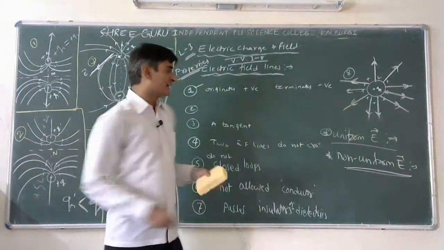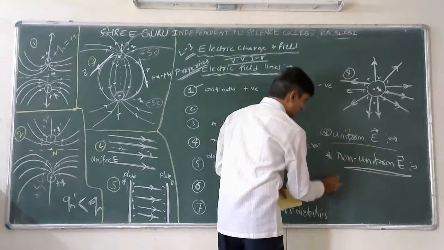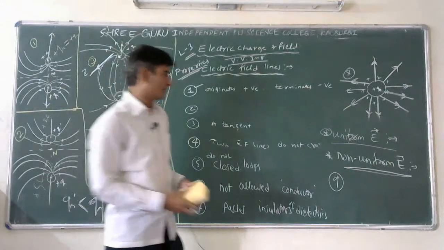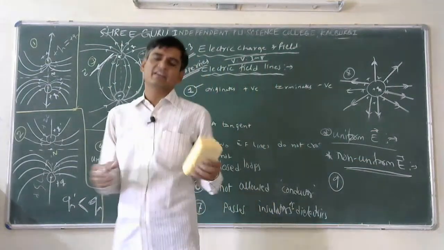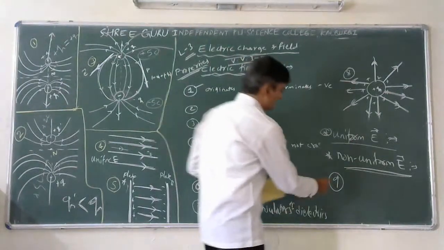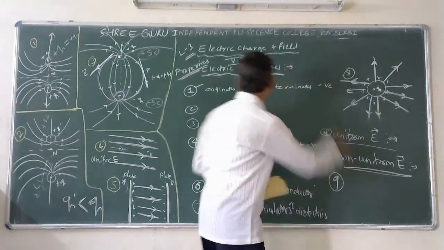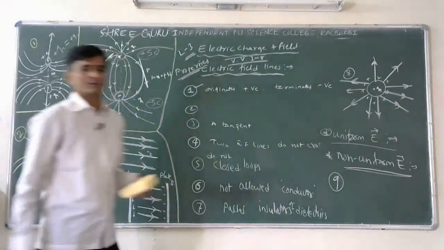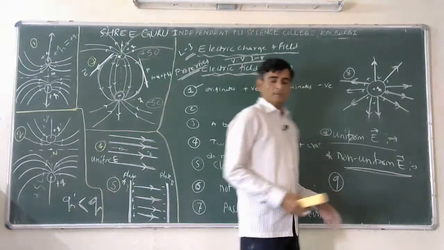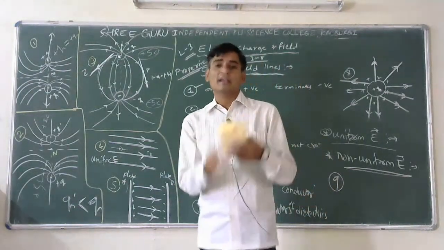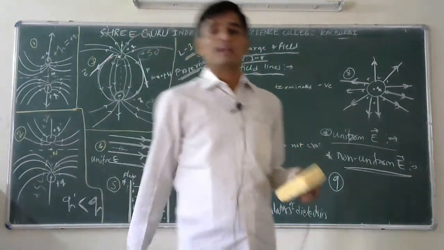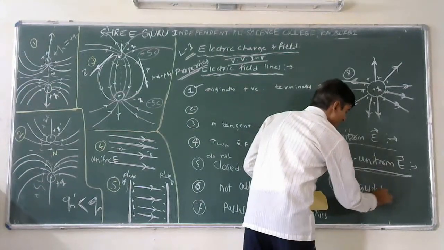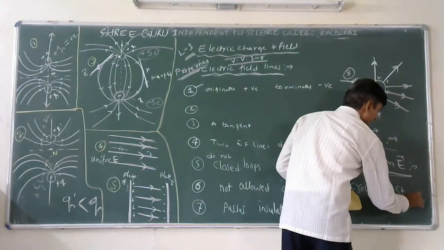And now, in the case of non-uniform electric field intensity, one more property of electric field intensity I will tell. See here, this is quite important. Point number 9. These are all 1, 2, 3, 4, 5, 6, 7, 8, and in continuation of that, another point I will tell. The electric field lines are crowded in the region of strong electric field.